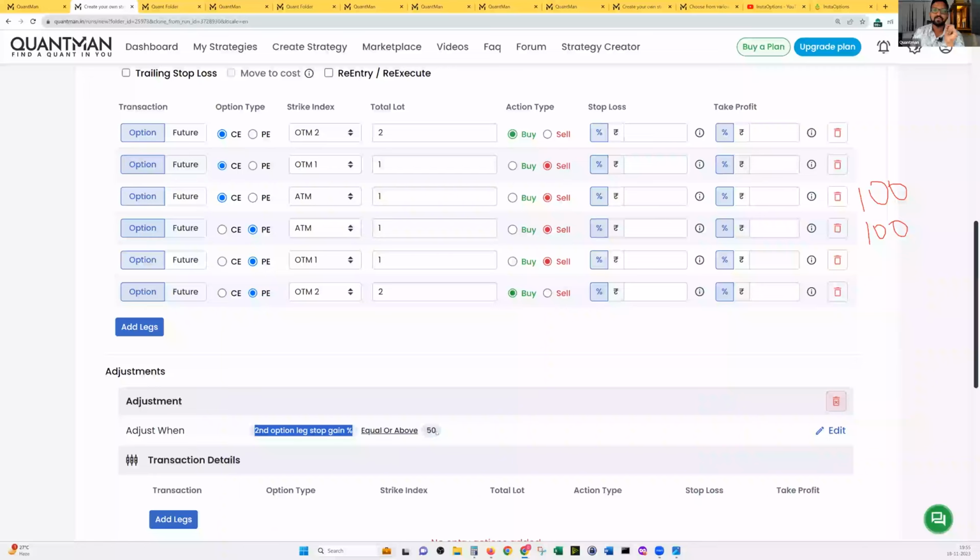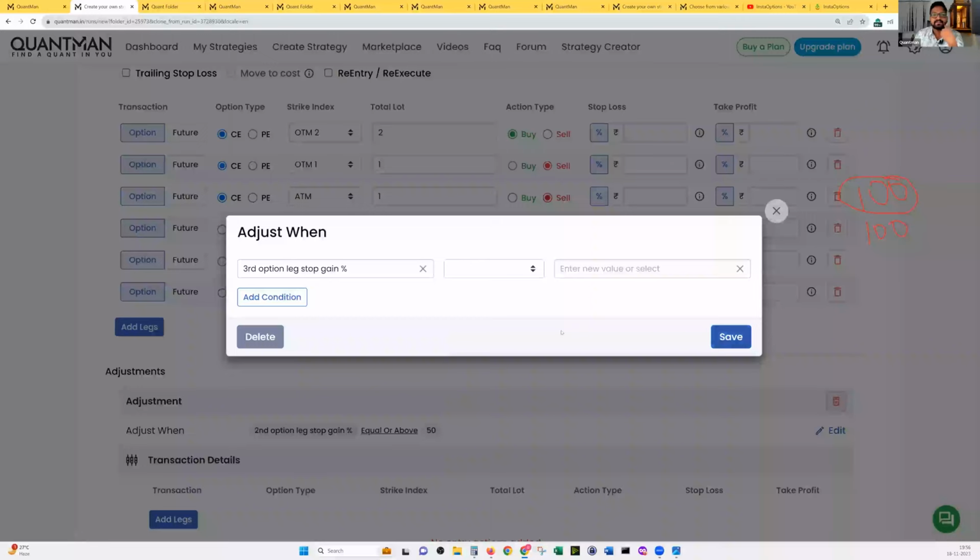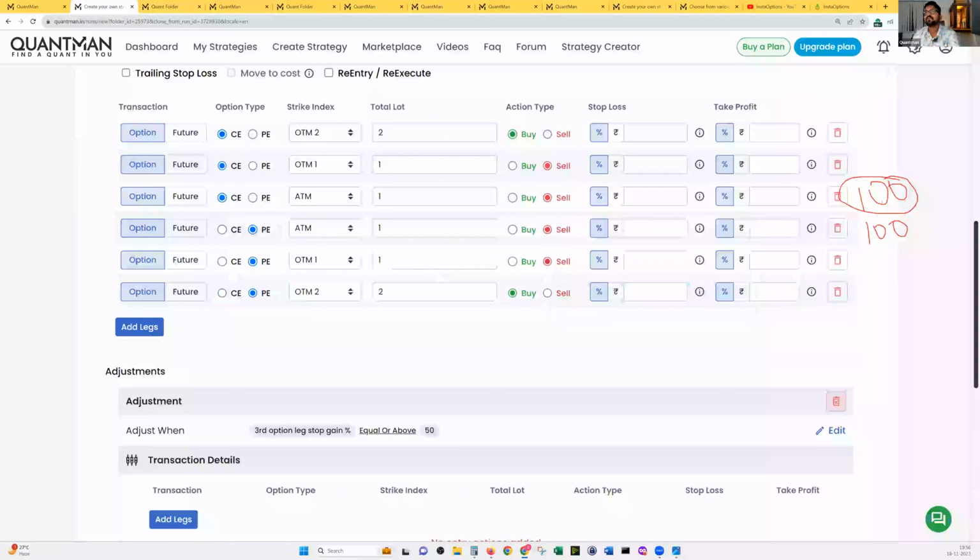Okay. So when will the adjustment happen? If for this leg, when will the adjustment happen? Oh, sorry, it says third leg. Sorry, I just put second leg. Third leg gain equal to 50%. And then I save it. So see, I put stop gain, not the stop loss. Mark the word. Then at what point will the adjustment happen?